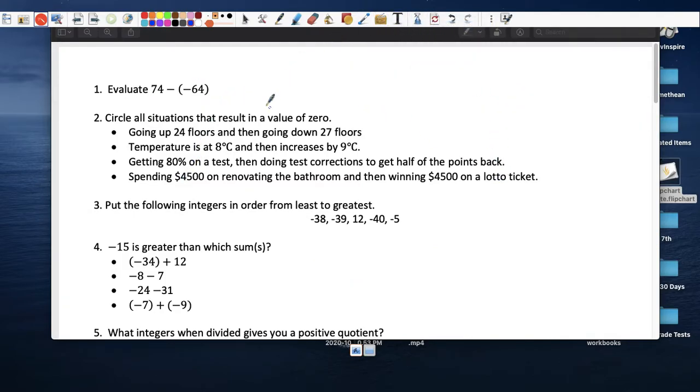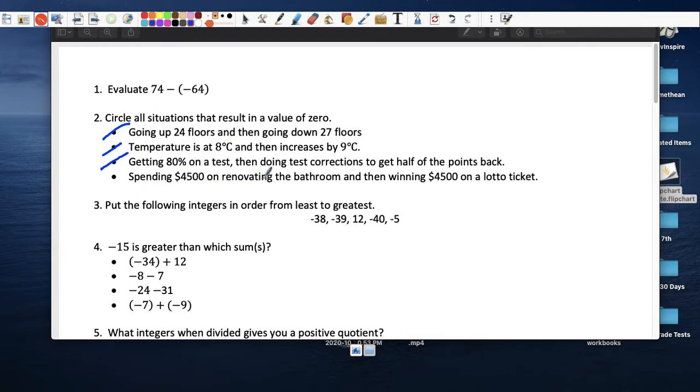Okay. Circle all the situations that result in a value of 0. You go up 24 floors, and then you go down 27 floors. Obviously, you would not be at 0, right? You would be at -3. That doesn't work. Temperature is 8, and then increases by 9, so that takes you to 17, so that's also a no. Getting 80% on the test, then doing test corrections to get half of the points back. No, I used to do that, by the way.